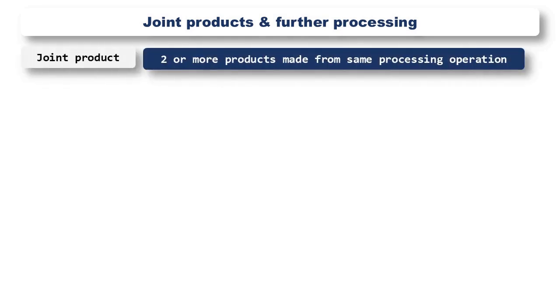The final area we are going to cover in this video is the decision about whether to take a joint product or products and process them further rather than selling them at the split-off point. A joint product happens when two or more products are made from the same processing operation, and they are roughly equal in terms of selling price. A typical example would be processing milk to make yogurt and cream.